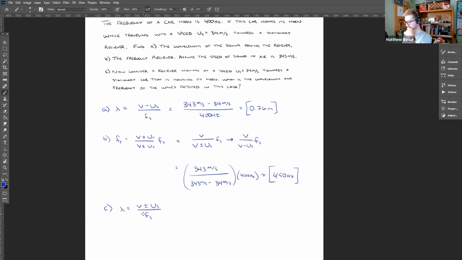Okay, well, in this case, the car is not moving anymore, right? So this is 0. Okay, interesting. So that means we only have 343 meters per second over 400 hertz. Now that'll give us a wavelength of, and I'll say about, because I'm doing some rounding, a wavelength of about 0.86 meters.